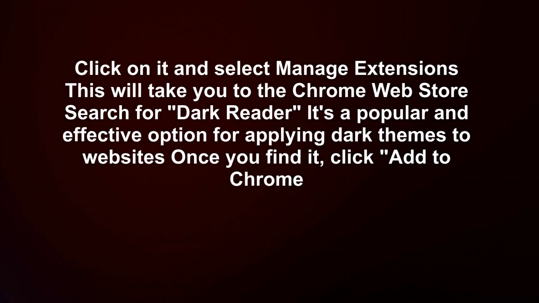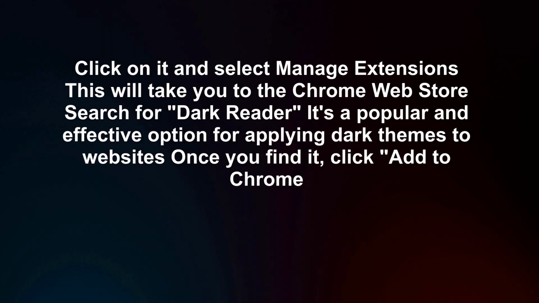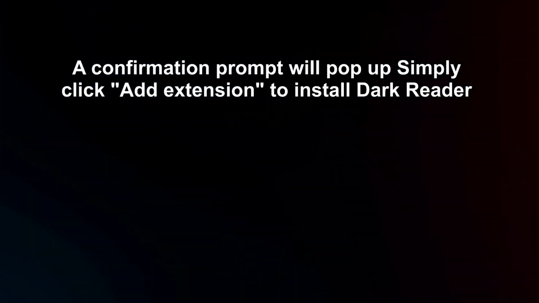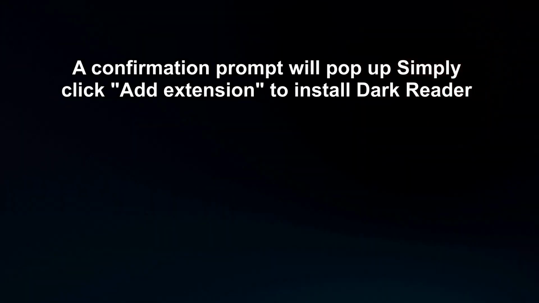Search for Dark Reader. It's a popular and effective option for applying dark themes to websites. Once you find it, click Add to Chrome. A confirmation prompt will pop up. Simply click Add Extension to install Dark Reader.